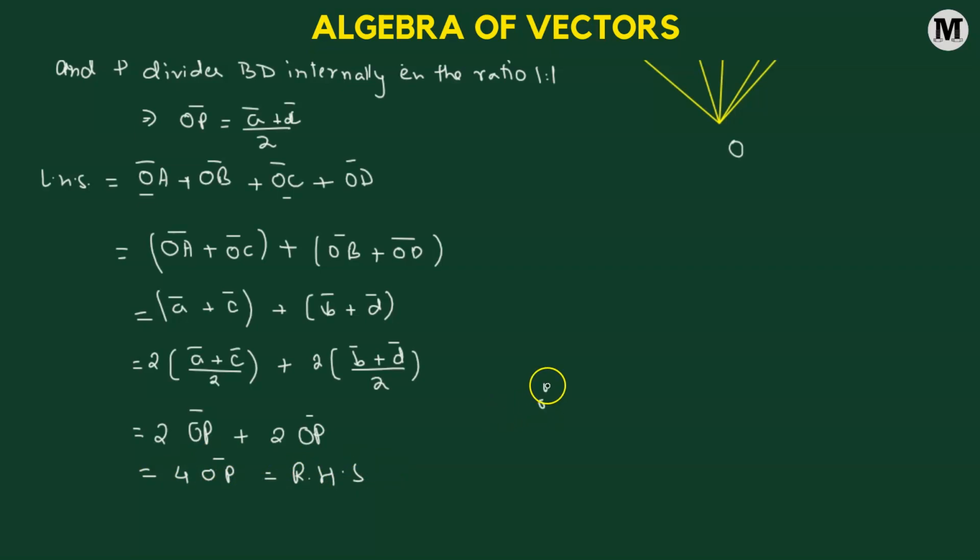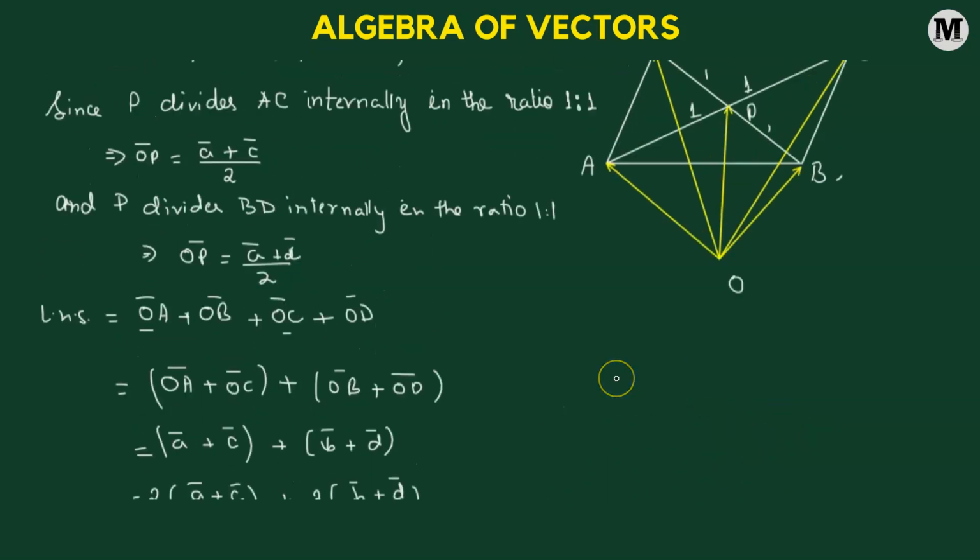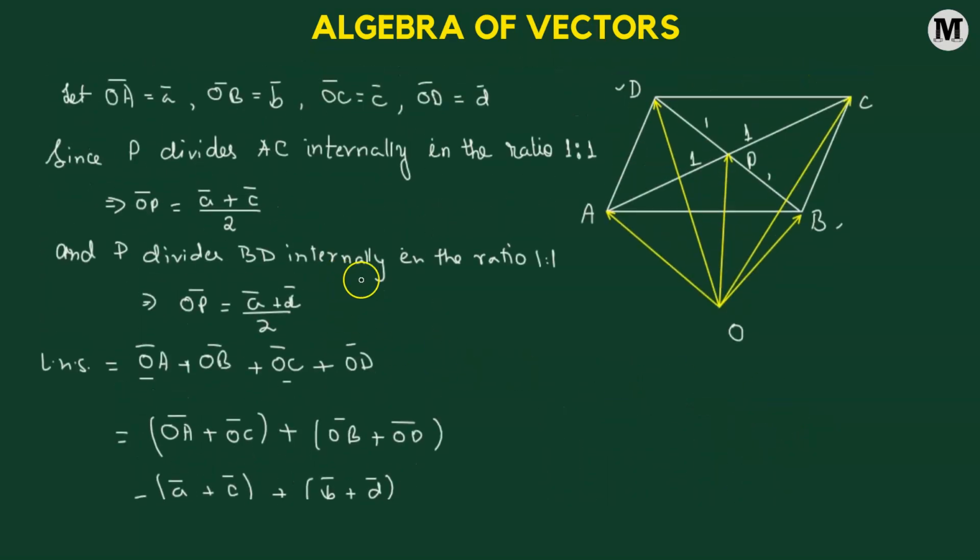So here we have successfully shown that the left hand side of the expression equals the right hand side, hence proved. Okay, however, I made a small mistake. Let me clarify that. Since P divides BD internally into ratio 1:1, this is not A vector plus D vector, this is B vector added to D vector whole divided by 2.